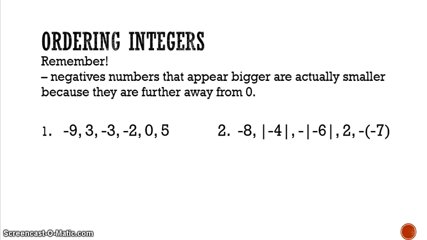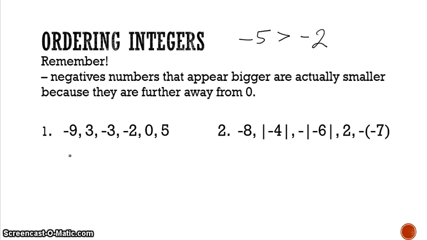Okay, now as far as ordering integers, we're going to order these from least to greatest. So we want the smaller ones first and the bigger ones after that. Now remember that negative numbers that appear bigger are actually smaller because they're further away from 0. So let me give you a quick example here. -5 will actually be smaller than -2 because -5 is further away from 0 than -2 is. So even though 5 by itself would have been a bigger number than 2, because they're negative, -5 is actually smaller.